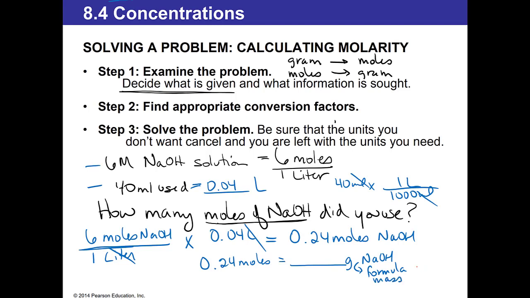So the formula mass, and I didn't bring my periodic tables, 23 is sodium, just round to a whole number. So Na is 23, oxygen is 16, hydrogen is 1. So oxygen is 15.99, so we just round to 16. 22.99 for sodium, round to 23. Hydrogen's just 1, so adding those up, it is 40. So there is 40 grams in 1 mole. That's the formula mass. So I can use that, 0.24 moles times 1 mole, 40 grams.